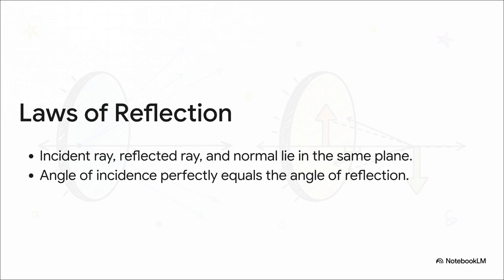First off, the incoming ray, the outgoing ray, and that imaginary perpendicular line between them, what we call the normal, they all exist on the exact same flat plane. Second, and this is the really profound one, the angle of incidence perfectly always equals the angle of reflection.